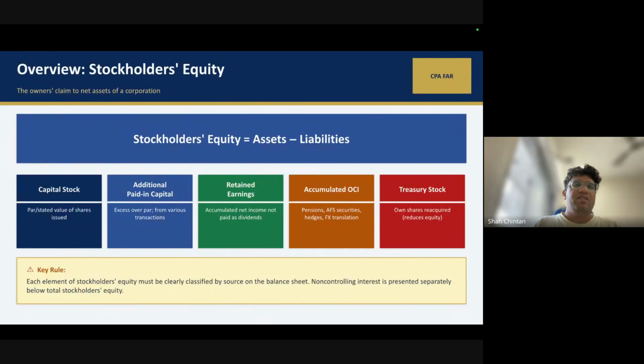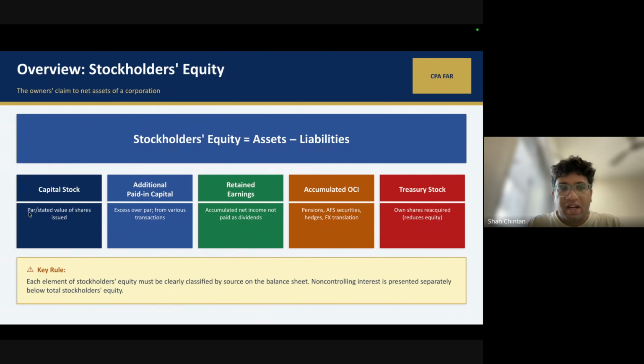So let's start. What is the overview of stockholders equity? Basically, equity is equal to assets minus liabilities. What all things could be in your equity? You can have a capital stock. Capital stock is always recorded at par value. This is a thumb rule. Never forget this. Capital stock or common stock is always recorded at par value.